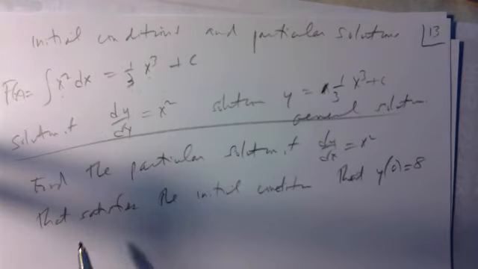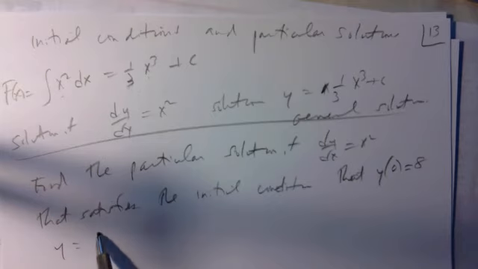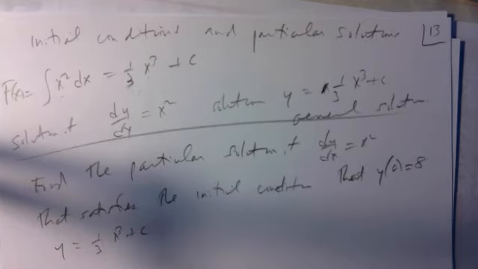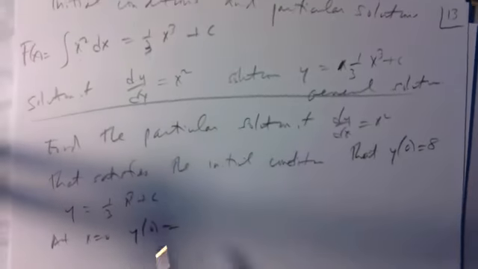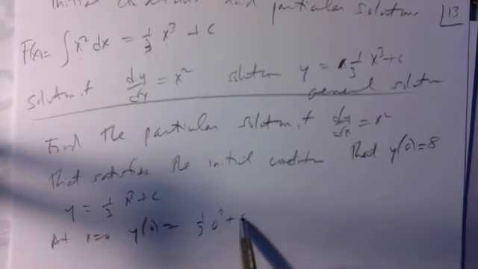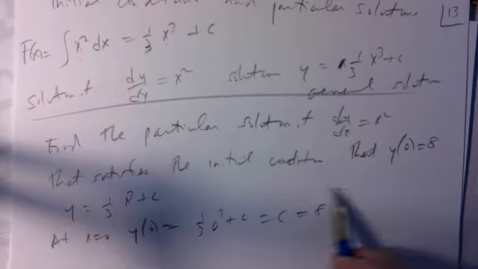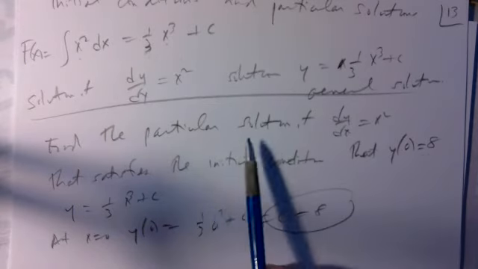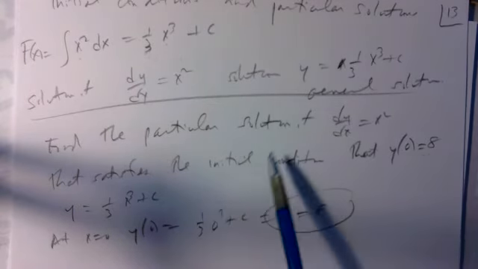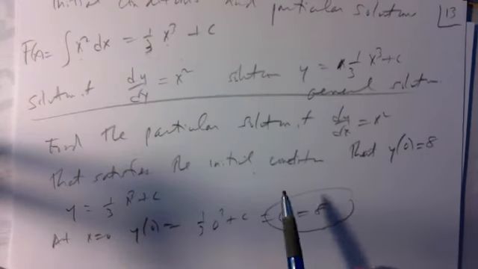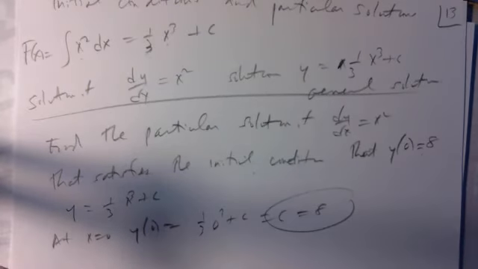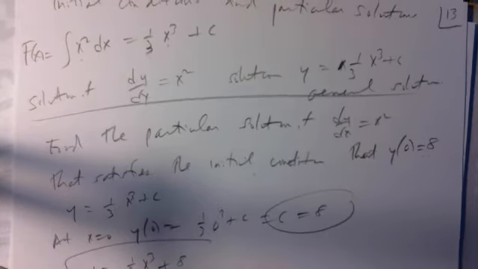So we know the general solution is y equals 1/3 x cubed plus c. When you evaluate this at x equals 0, y at 0 is 1/3 times 0 cubed plus c. That's just c, but that has to equal 8. So c is equal to 8. So when you add an initial condition to the general problem, you find a particular solution, which in this case is y equals 1/3 x cubed plus 8.